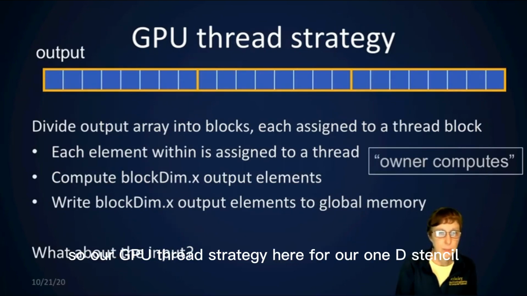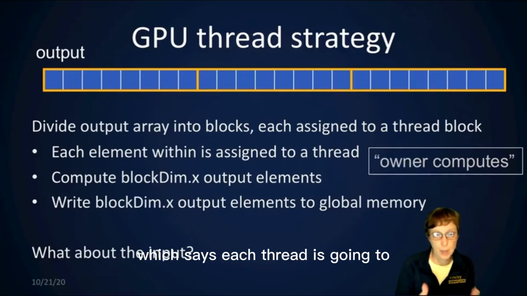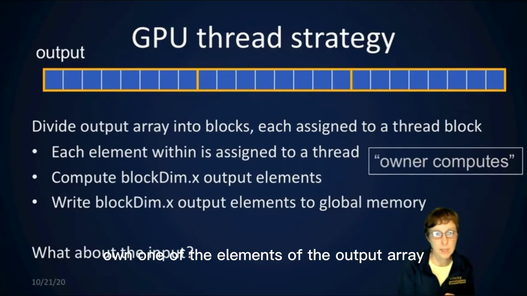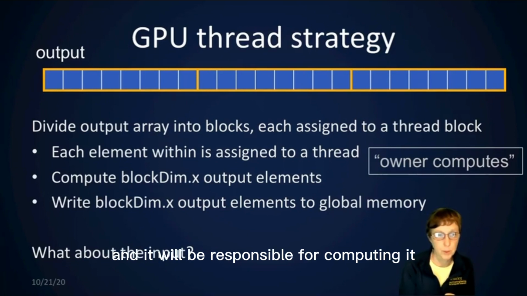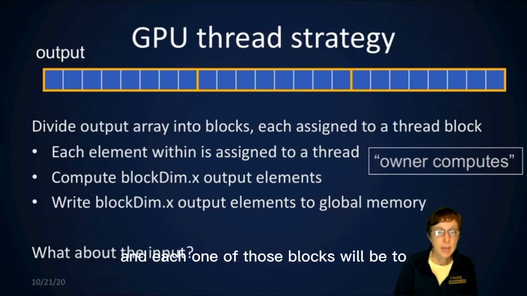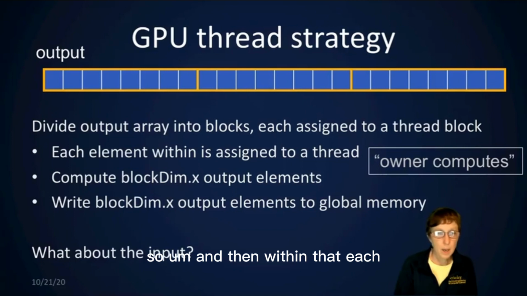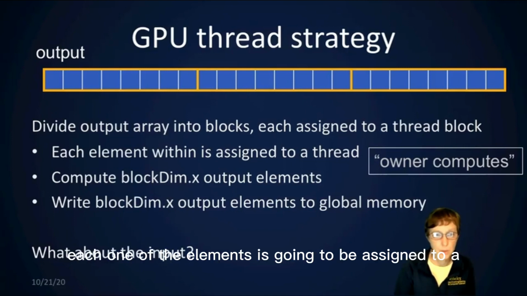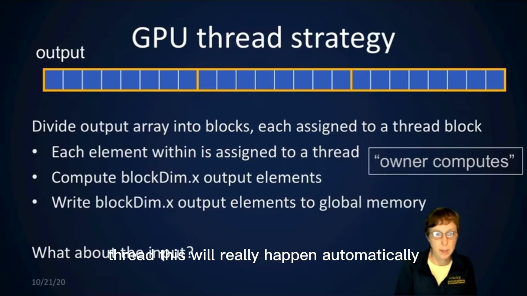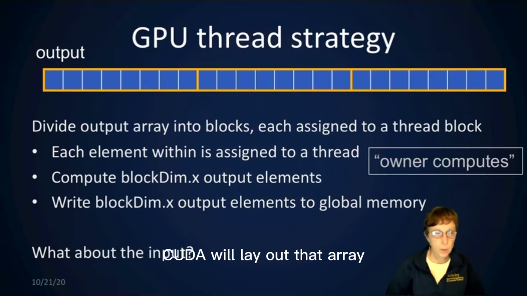Okay, so our GPU thread strategy here for our 1D stencil is we've got our output array, and we're going to divide it up in this kind of owner compute strategy, which says each thread is going to own one of the elements of the output array, and it will be responsible for computing it. We'll divide the output array into blocks, and each one of those blocks will be assigned to a thread block. Within that, each one of the elements is going to be assigned to a thread. This will really happen automatically in terms of the way CUDA will lay out that array.